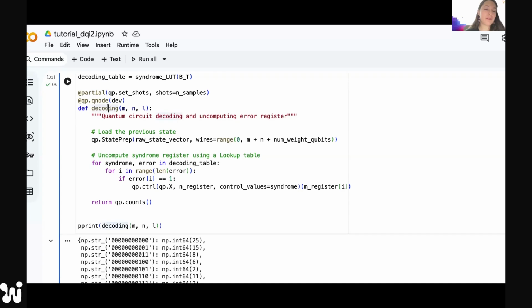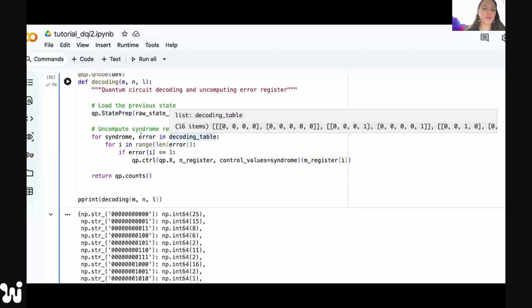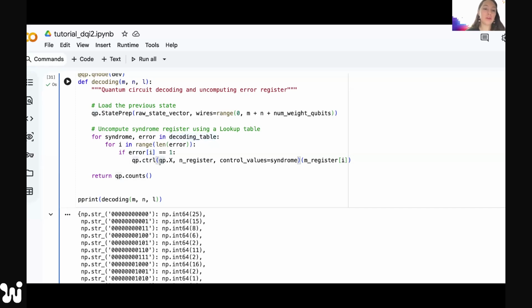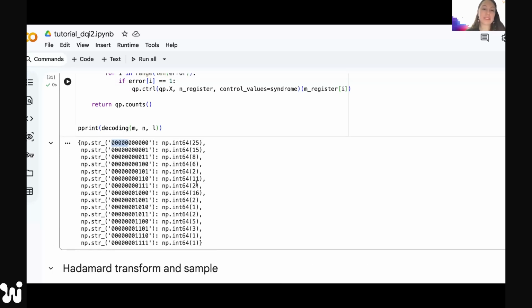And at the end, I have a final QNode. I have some shots. I can prepare the state that I had before. I can just apply this decoding table, so I'm going to apply some controlled operations depending on what I had here in my decoder. So at the end, I have my much larger program now because it has these extra sets of qubits that I've been adding, and I have a different answer. These numbers here tell me how many samples I got.